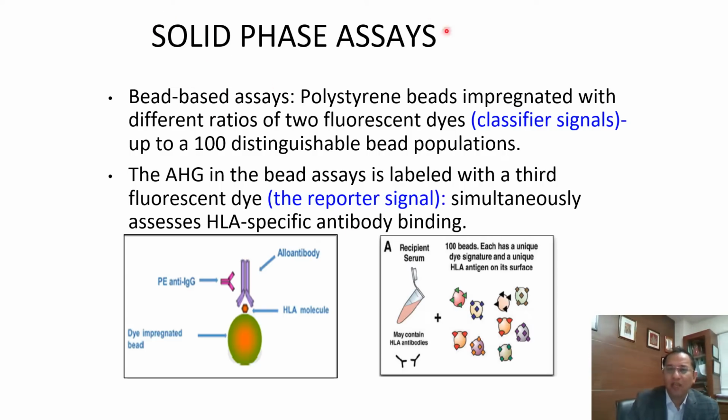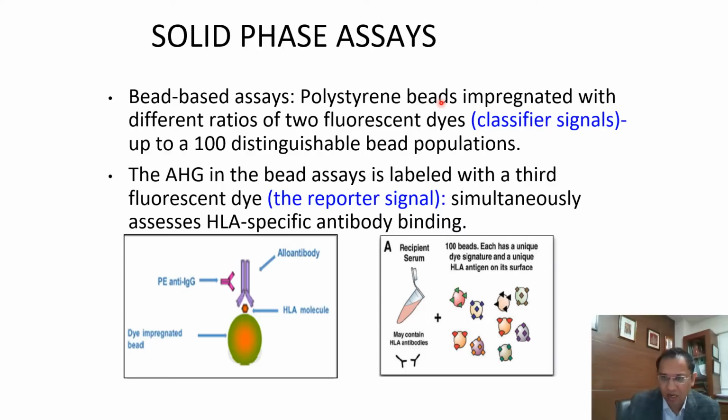So these are basically one of the most important solid phase assays. Others are ELISA, which is not being used nowadays, but the Luminex bead assay and flow cytometers are used very widely in case of transplant immunology tests. So these are bead based assays. I have told you already.